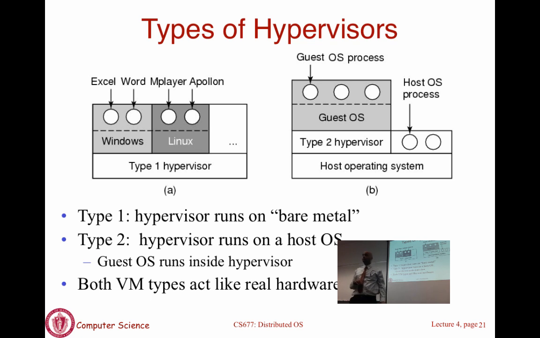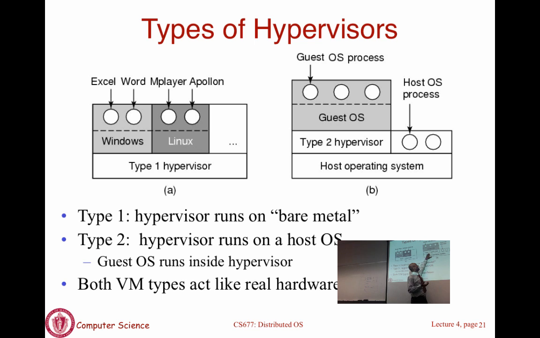Here is type 2 hypervisor. This is what you may be familiar with if you use VirtualBox and so on. A type 2 hypervisor actually runs on a real operating system. A real operating system is called the host operating system. So you have an actual OS running on your machine, which we'll call the host. Then you start a virtualization product which implements a type 2 hypervisor.